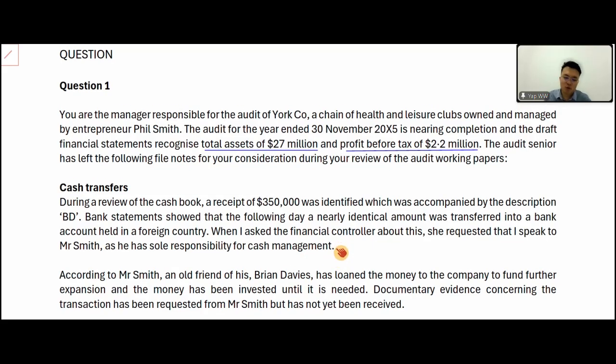Okay, just stop over here. How do we start with this question? Now, in the advanced audit and assurance paper, you are always the manager. You must know who you are. The question won't put you as an audit senior. You are always an audit manager, responsible for reviewing the files. You are here to review the audit working papers, and these working papers are done by the audit senior.